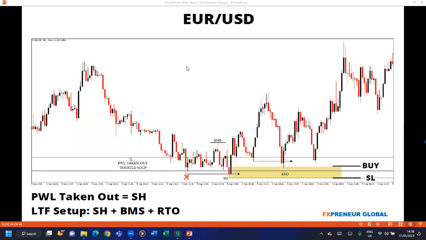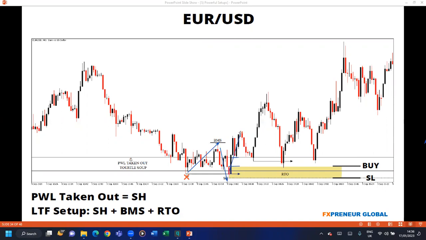Initial low, stop hunt, a break of market structure, return to order block. Okay, now look at this. Let me explain this chart clearly. After the stop hunt, in the movement to break market structure, a fair value gap we have here.